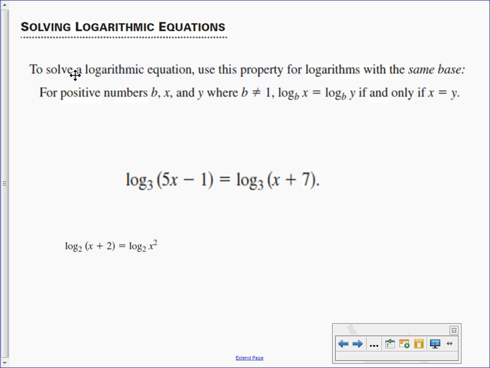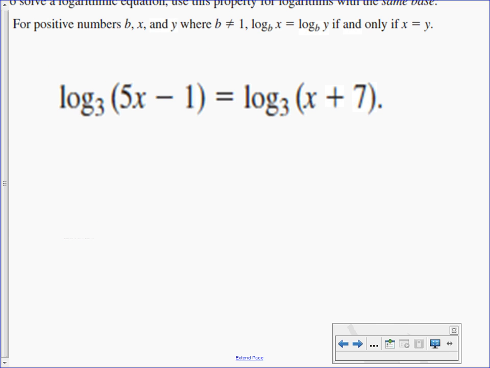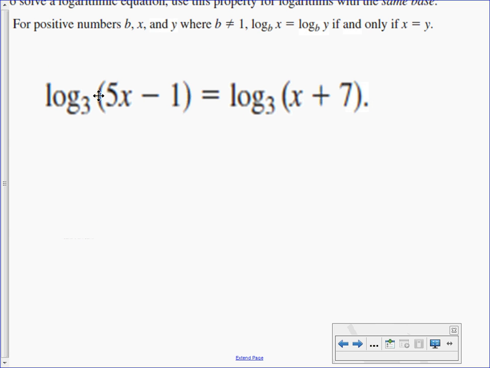Now, the other fun stuff. Equations that look like this. Log base 3 of 5x minus 1 equals log base 3 of x plus 7. Do you see anything in common on both sides of the equation? Log base 3. Does anybody else see anything else in common? Just log base 3 is all I'm saying.